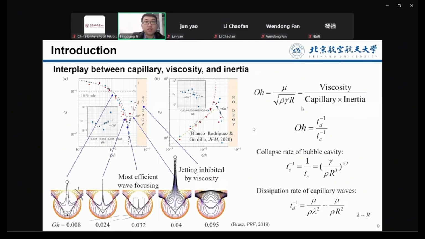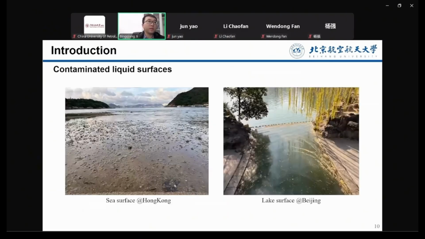So the dynamics of cavity collapse and the jet is a result of the interplay between capillarity, viscosity and inertia. Actually, the Ohnesorge number can be expressed as a comparison between the collapse rate of the bubble cavity and the dispersion rate of capillary waves. So it evaluates the speed of wave propagation and the speed of wave damping. This is why the Ohnesorge number controls the jet dynamics.